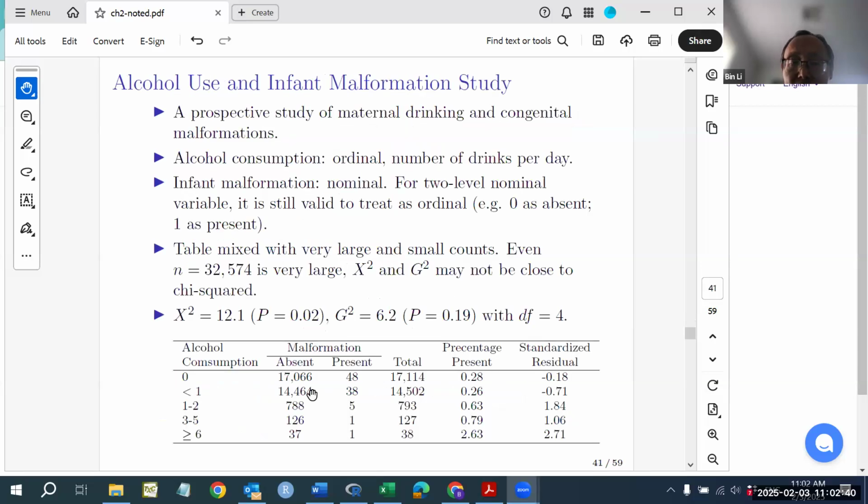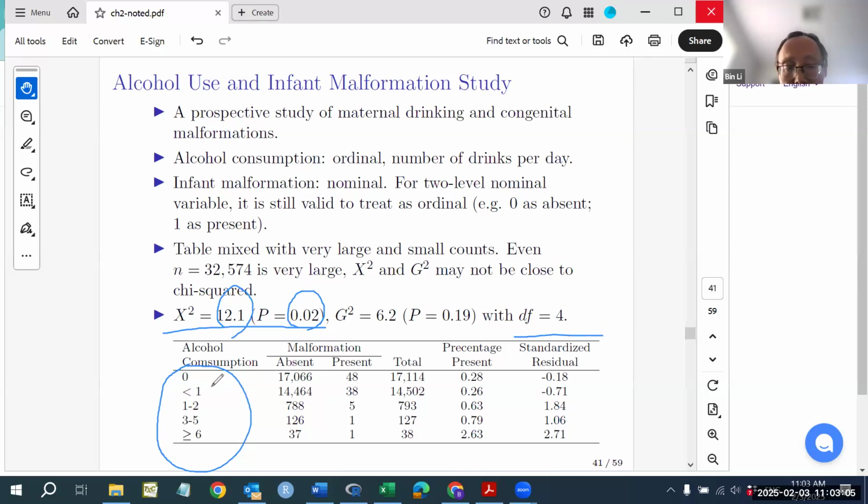So in this case, if we just consider the alcohol consumption as the categorical variable, totally ignoring the order information, then you can see for the Pearson's chi-square, the test statistic is 12.1. The p-value is 0.02 with degrees of freedom equal to 4.